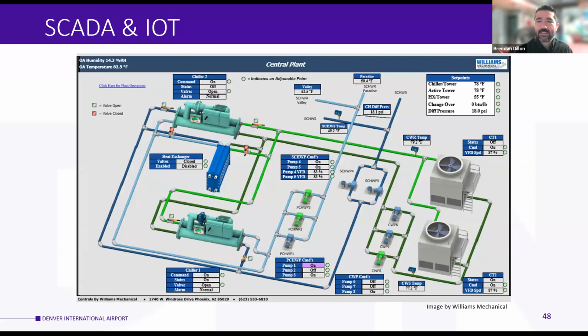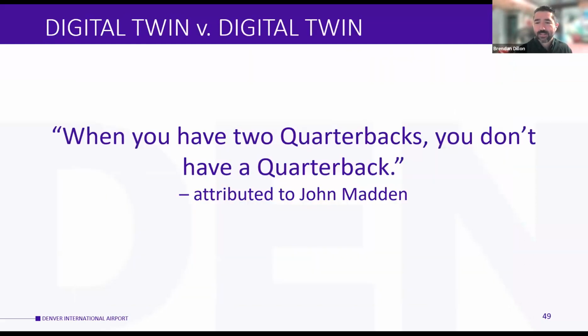Next slide. And that's one of the challenges that we're dealing with at DEN. John Madden had this saying, if you're an American football fan, when you have two quarterbacks, you don't have a quarterback. Well, right now, we don't have a quarterback at DEN. We're still trying to build that single source of truth.